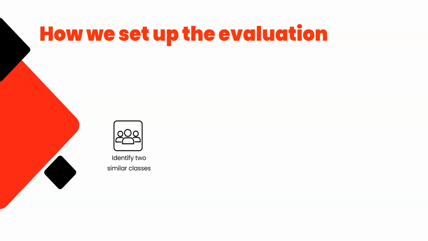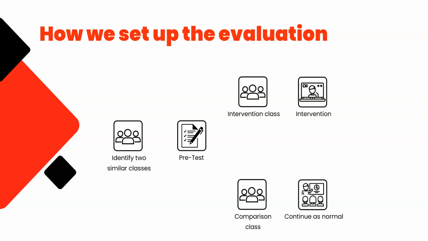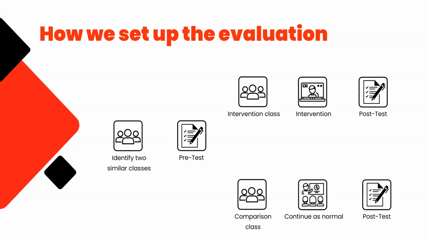The first thing we ask you to do is identify two similar ability classes. You will then complete the pre-assessment test with both classes. And then the What Works Teachers platform will randomly allocate classes to the intervention or the comparison. The intervention will use this approach for the duration of the trial, and the comparison class will continue as normal. At the end of the evaluation, both classes will complete the post-assessment test, which is the same as the pre. The What Works Teachers platform will then generate an impact report, and if the intervention shows promise, you can then open this up to the comparison class.